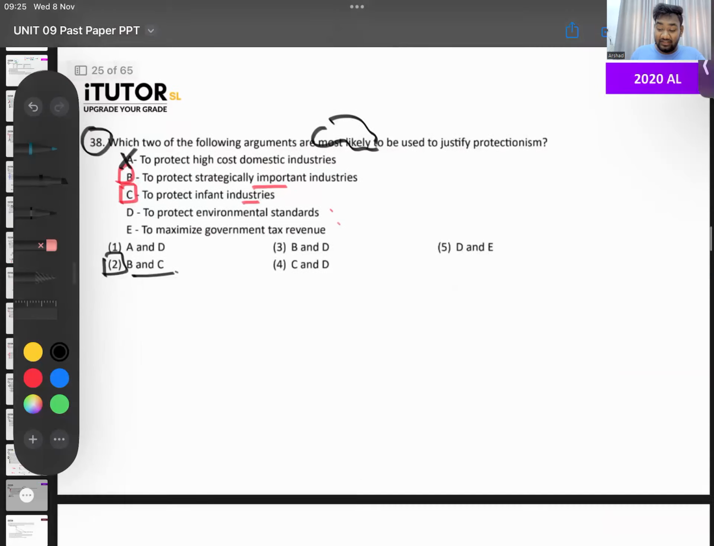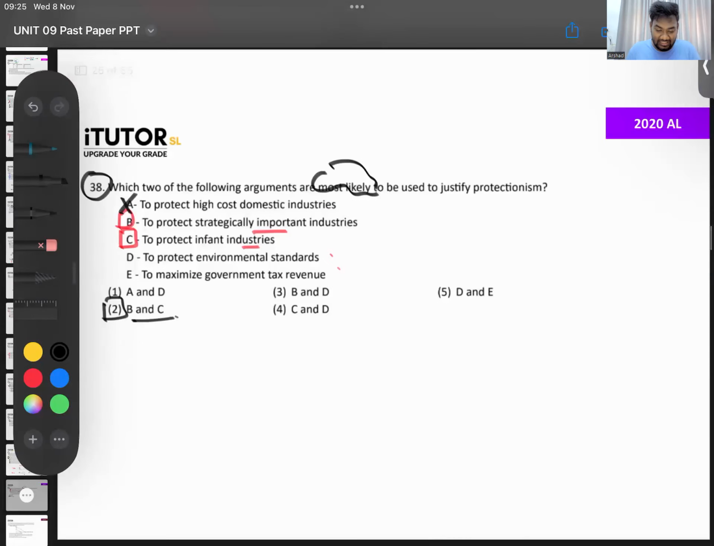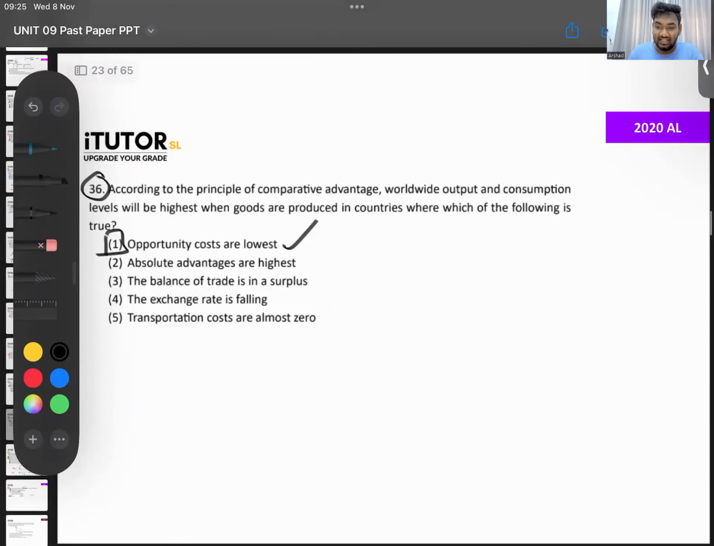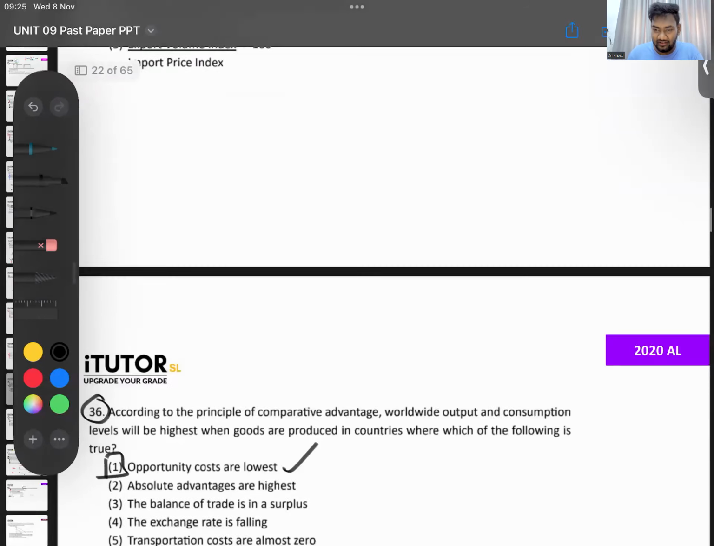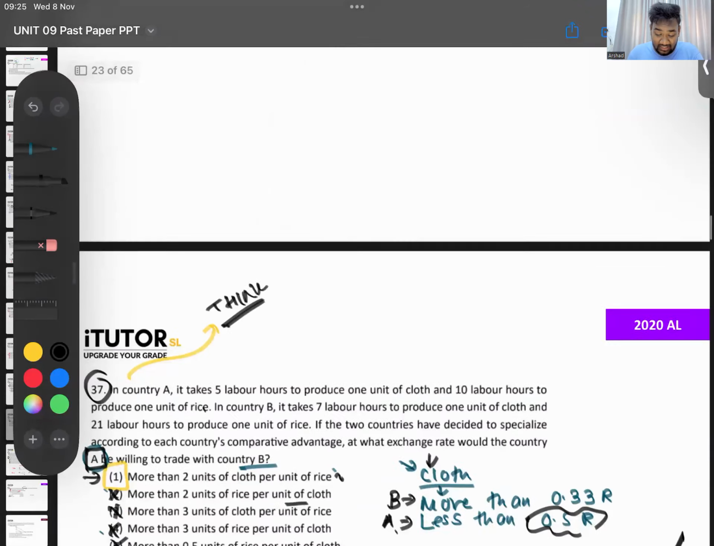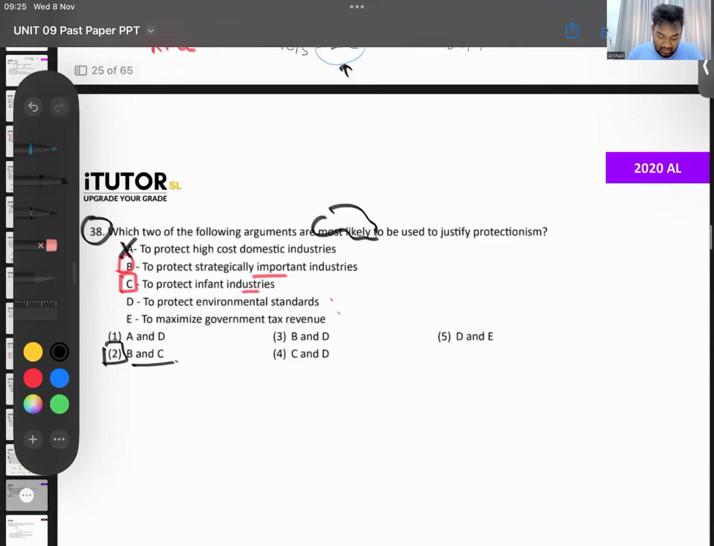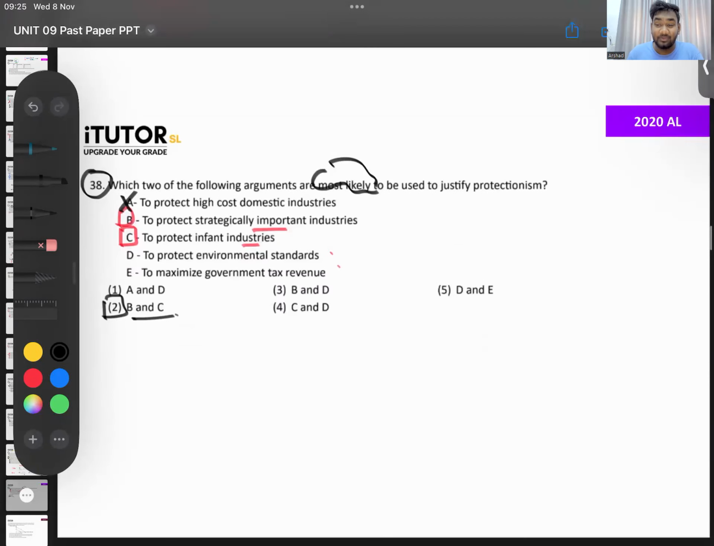Then, yeah, that's it with the 2020 A level paper. How did you all do? 37, it was a good question. And that was the hardest question that we had for all these papers. Question number 37 in the 2020 paper. Okay. So A level, protectionism is what? Even import tariffs are protectionism, which helps with earning government revenue, putting import duty and all. You can maximize government revenue using protection, import tariffs. Okay.